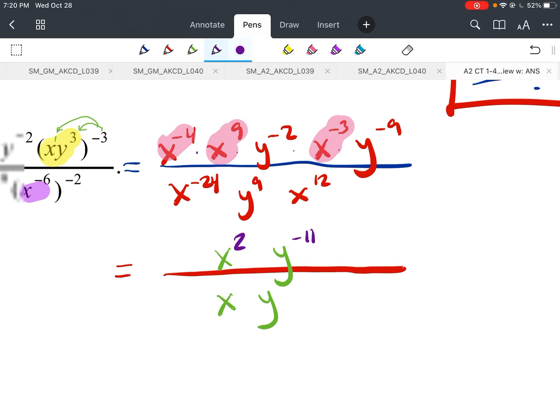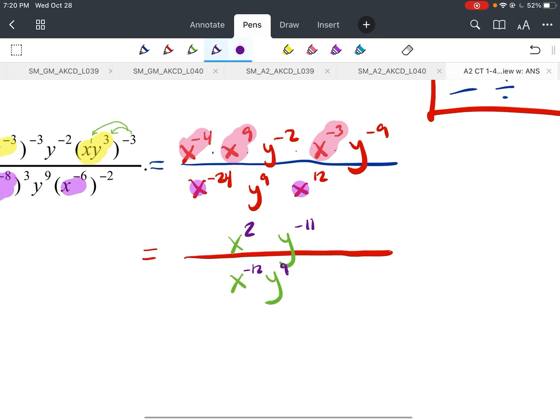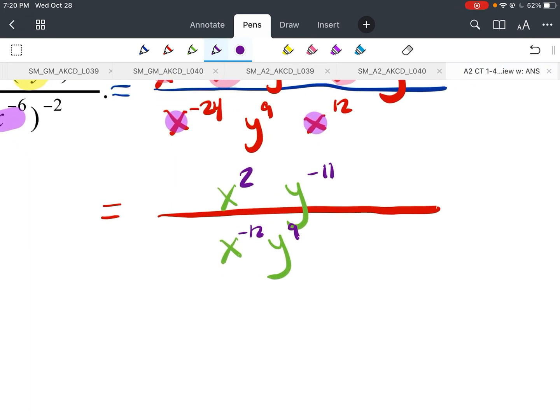All right, now the bottom. Let's look at the bottom. I've got my x's. I got this one and this one to add up. So I got a negative 24, positive 12. That's a negative 12, so this would be good. And my y's, let's see, there's nothing to combine there, so that's just y to the 9th. Okay, good stuff.